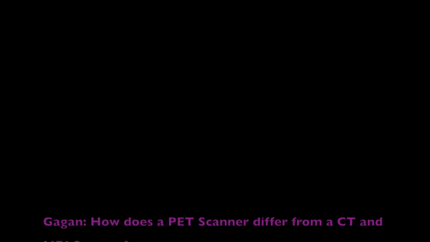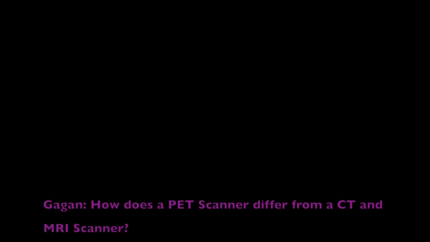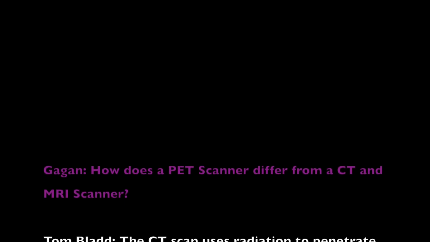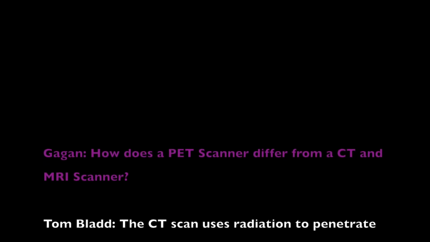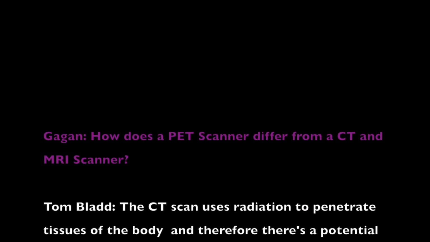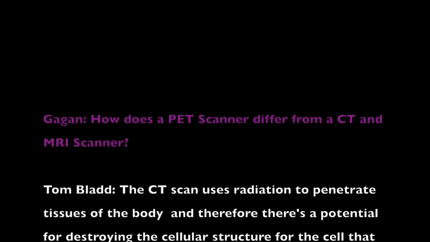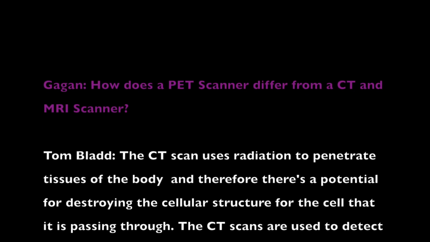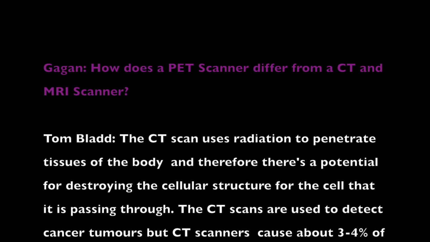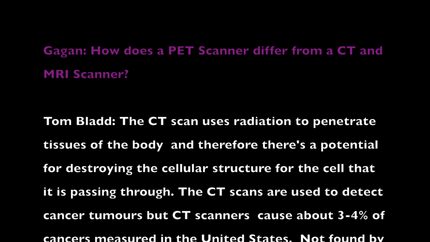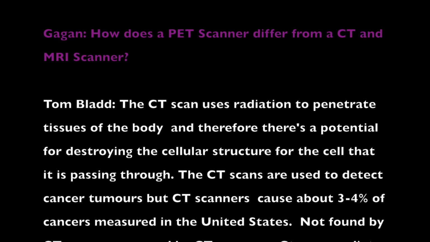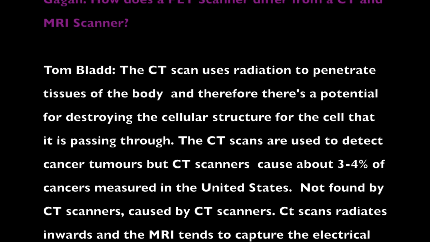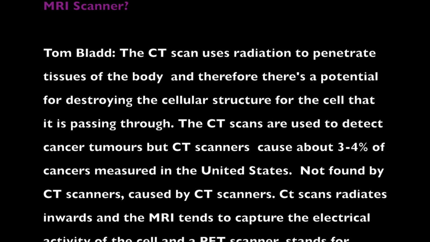The CT scan uses radiation to penetrate the tissues of the body. There's the potential for destroying the cellular structure of the cells that it's passing through. CT scanners are used to detect cancer tumors. But CT scanners cause about 3 to 4% of cancers measured in the United States. Those cancers are not found by CT scanners, they're caused by CT scanners.